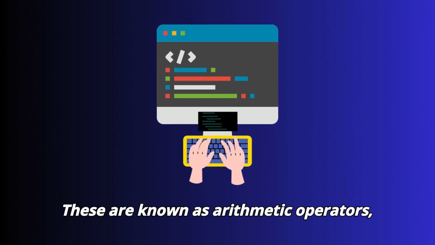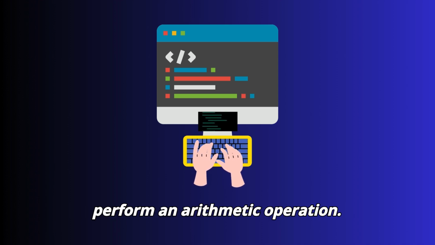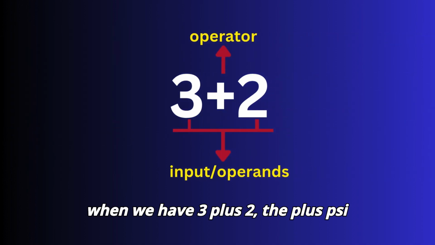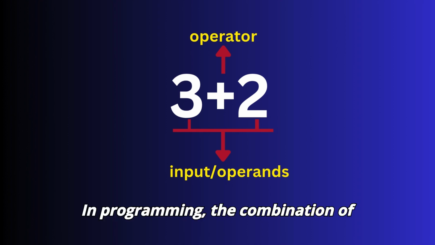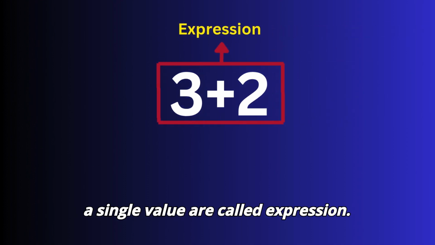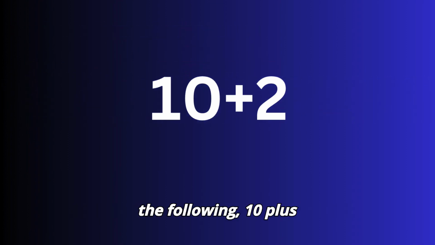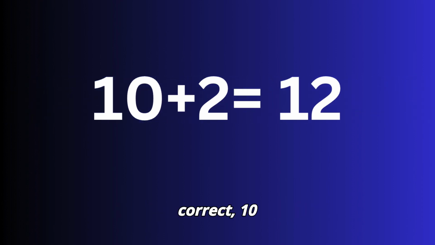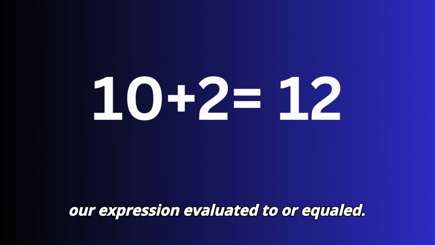These are known as arithmetic operators, as they take numbers for their input and perform an arithmetic operation. Flashback to primary school. When we have 3 plus 2, the plus symbol is the operator, and 3 and 2 are the input, also known as operands. In programming, the combination of operators and operands that break down to a single value is called an expression. Let's look at a few examples. If we take the following, 10 plus 2, what does that equal? 12, correct. 10 plus 2 is our expression, and 12 is what our expression evaluated to, or equaled.